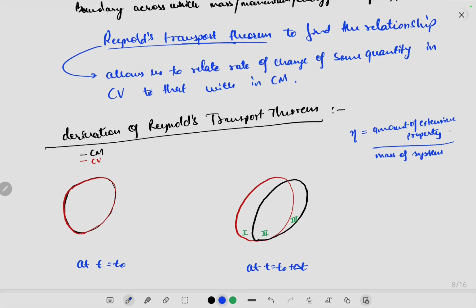So let's denote this amount of extensive property as N. Okay, so now let's say I have this boundary and I am considering a differential mass dm. Okay, then what can I say about the amount of extensive property given eta? So that would be nothing but integration eta dm, right?